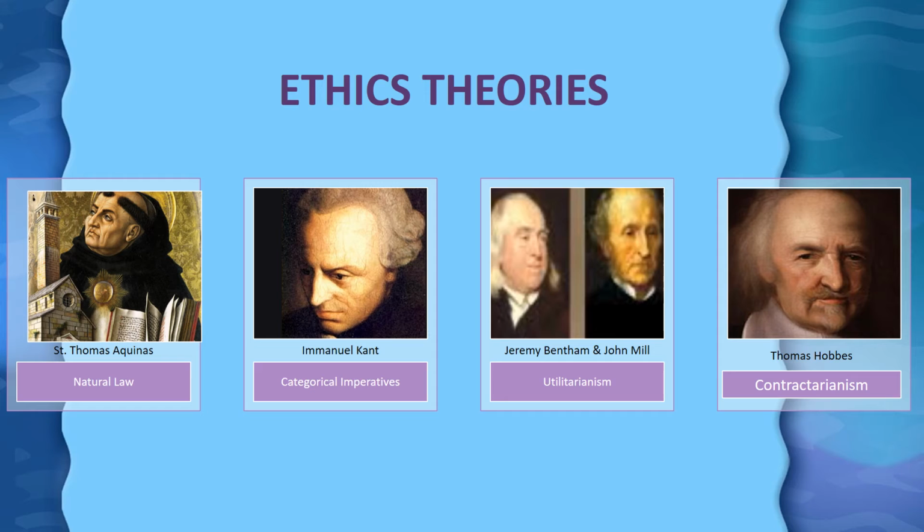And then we have Thomas Hobbes, who came up with the theory of contractarianism. This refers to a type of moral that provides an idea of a contract. The contract is the agreement to give up a certain thing to gain one's own self-interest. And in contractarianism, a person is self-interested.